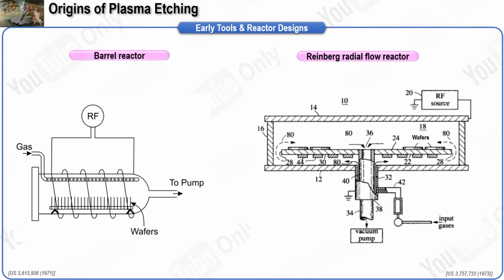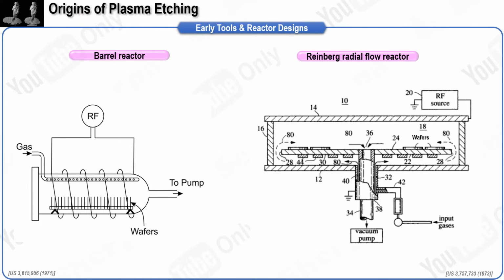Uniformity was limited by gas depletion along the tube and by shadowing around the boat rails and wafer edges, and wafer temperature floated with plasma heating and radiation because there was little direct thermal control. The configuration was excellent for oxygen resist stripping and gentle cleans, and it reduced metal contamination by keeping electrodes out of the plasma, but it struggled with precise pattern transfer.